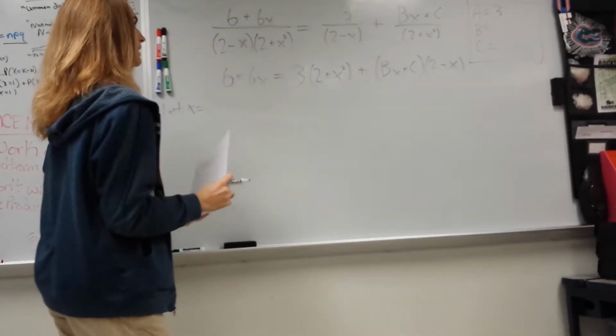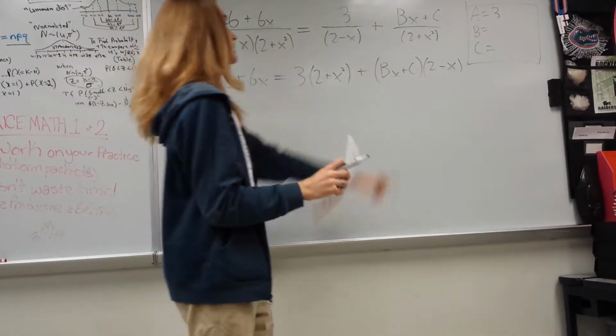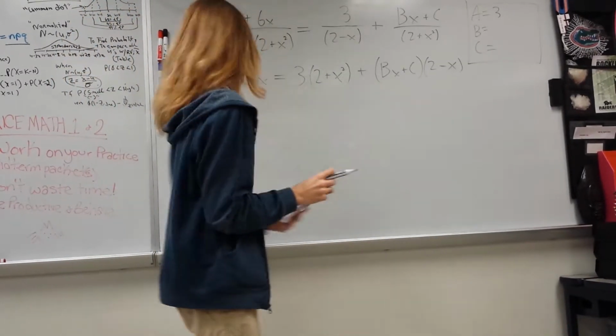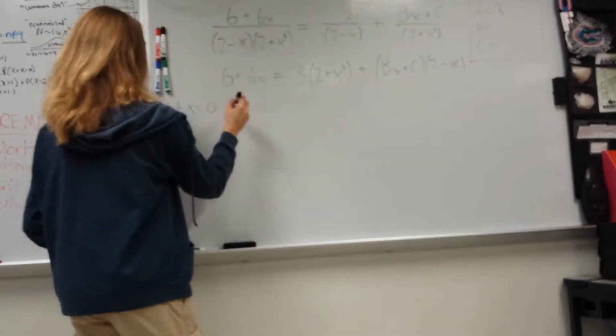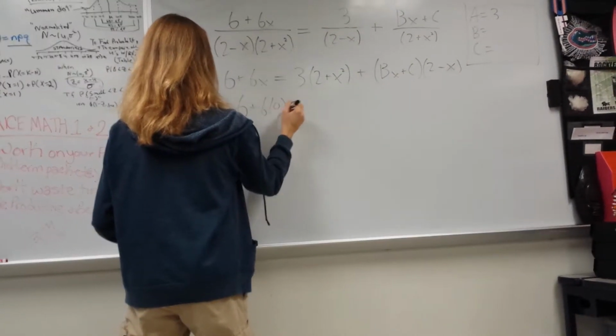So now we need b and c. What we can do is let x be 0, which cancels out the b here.